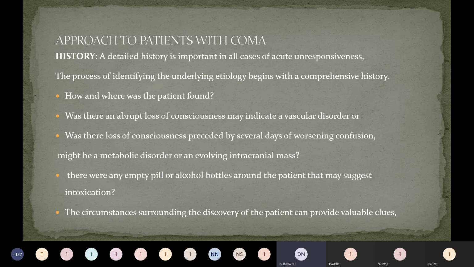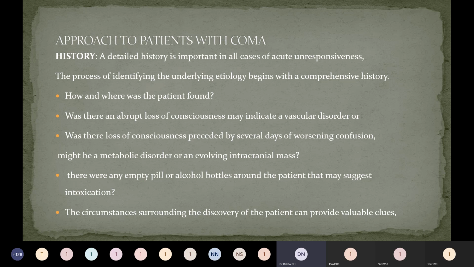Coming to the approach to a patient with coma, whenever somebody brings a patient with a history suggestive of unresponsiveness, we have to approach these patients to determine whether the patient is in a coma, or delirious, or in a vegetative state, or it is just a metabolic encephalopathy, or it can be psychogenic. First, history is very important. A detailed history is important in all cases of acute unresponsiveness. This is mainly to identify the underlying etiology. So it should begin with a comprehensive history.